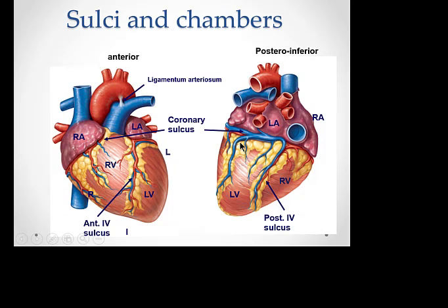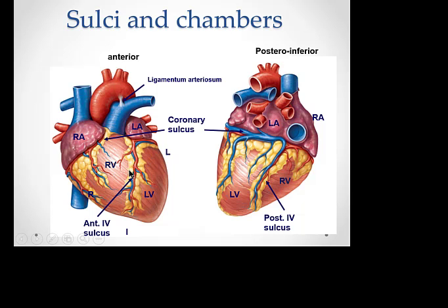So here let's look at the same thing. Here you can see the sulcus really well. Look at the coronary sulcus coming around, then on the postero-inferior surface, and then we see it back here, separating the atria above from the ventricles below.